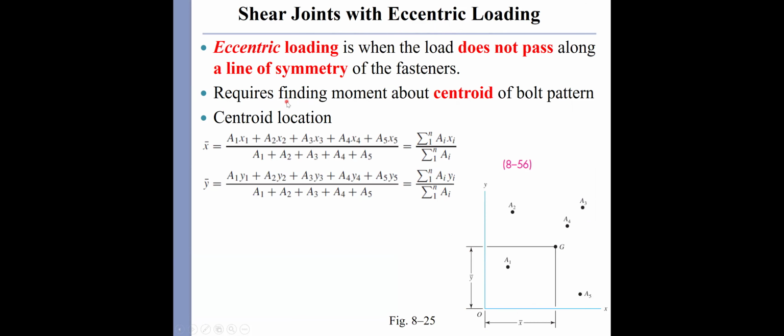Okay, so if we deal with a shear joint with eccentric loads, we have to find its centroid. I think you guys already know how to figure out where the centroid is, right? From your statics course. I'm not going to repeat those processes again here, since you have already learned it previously.